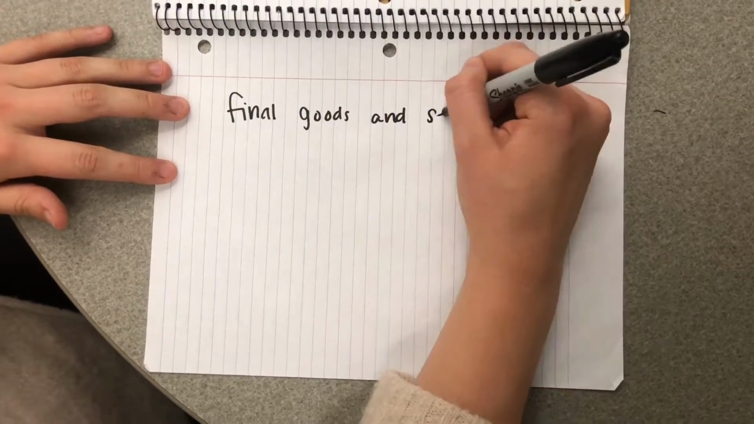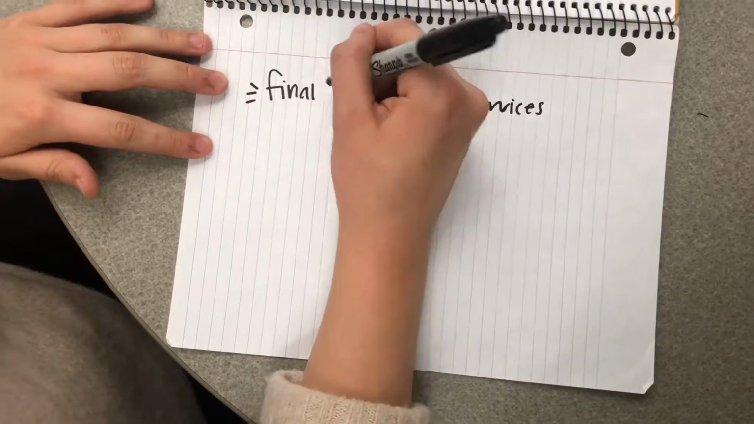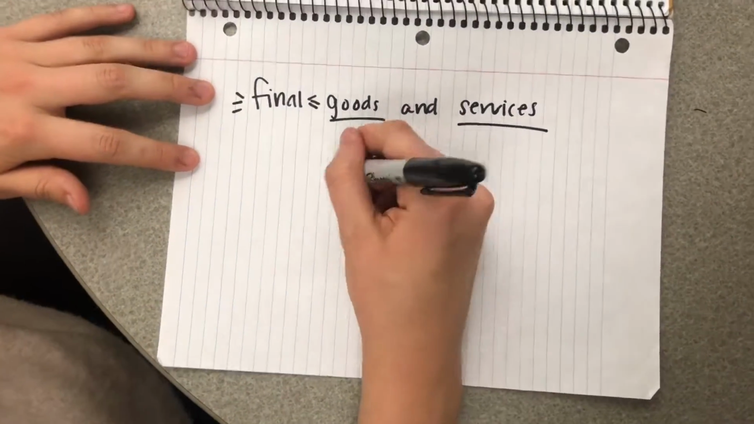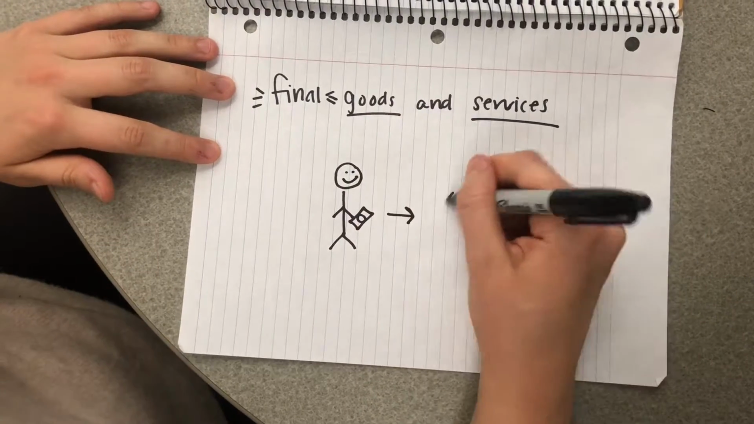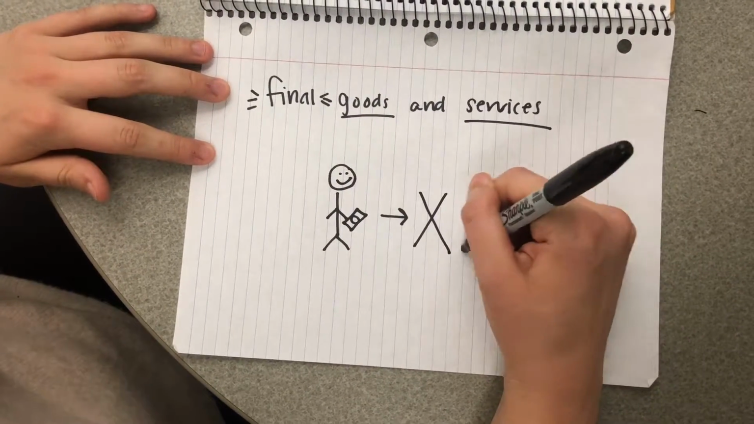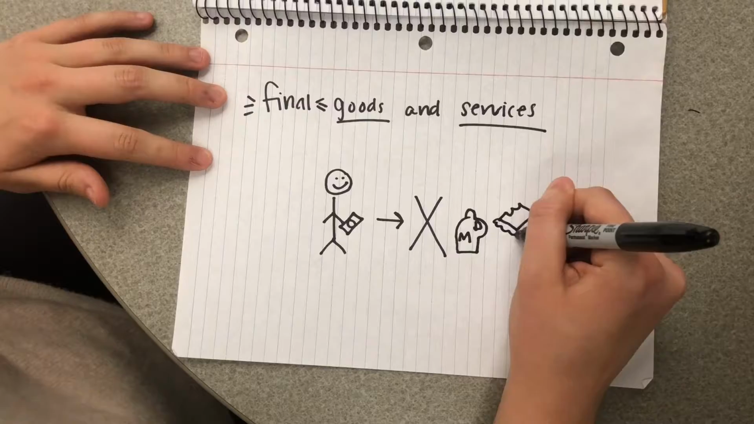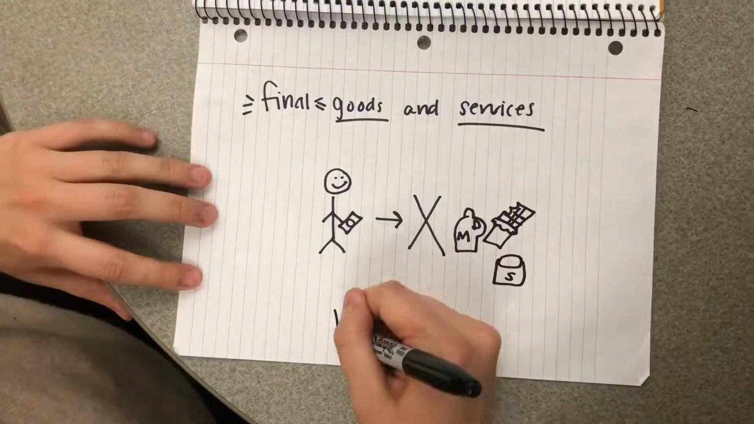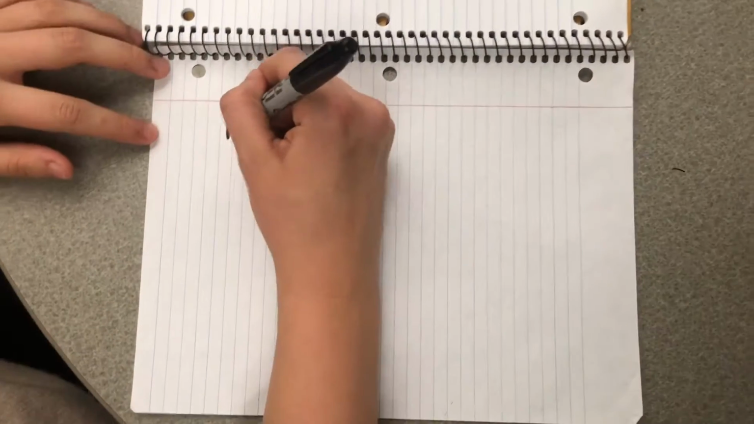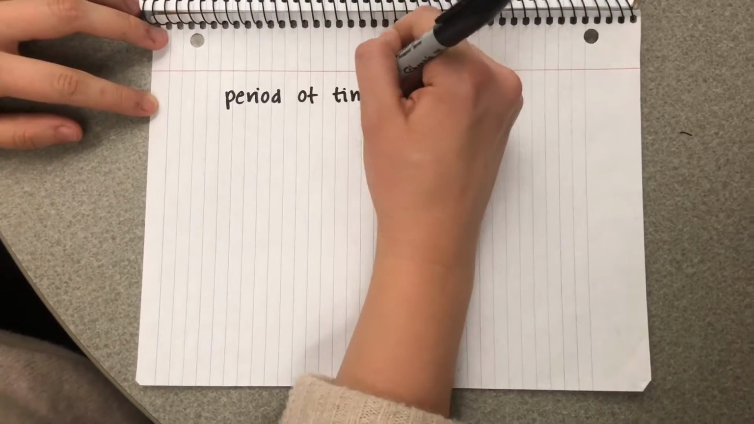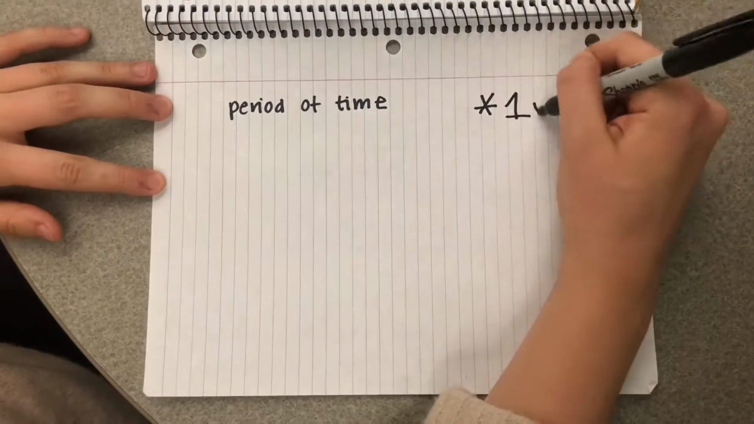This is the price at which consumers purchase it. Final goods and services means that we can only count products that are finally sold to consumers. For example, if you went to Sparky's and got a cone of ice cream, we wouldn't count the sugar that Sparky's purchases, the chocolate, or the milk in the GDP. Instead, we would just calculate your ice cream cone. Period of time just refers to how long we are looking at the products that are produced. Typically, this is a year.